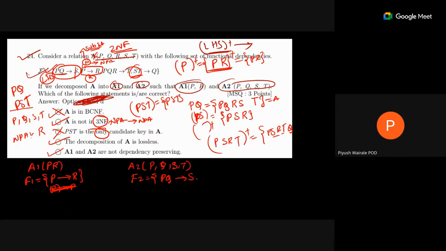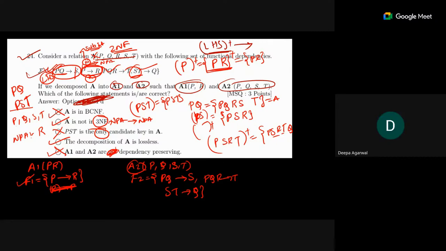PQR determines T is also there, right? PQR determines T is also there. And ST determines Q is also there, right? So this is preserved in A2, and this functional dependency is preserved in F1. So all the functional dependencies are preserved. So this is not correct.